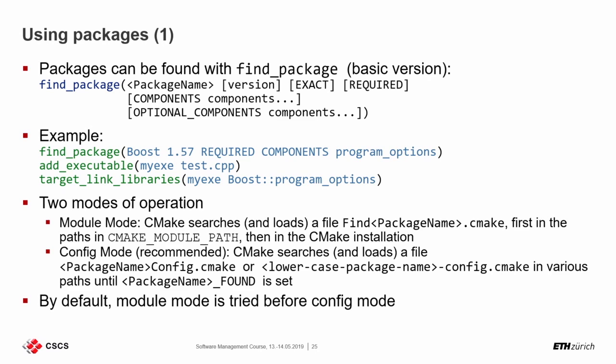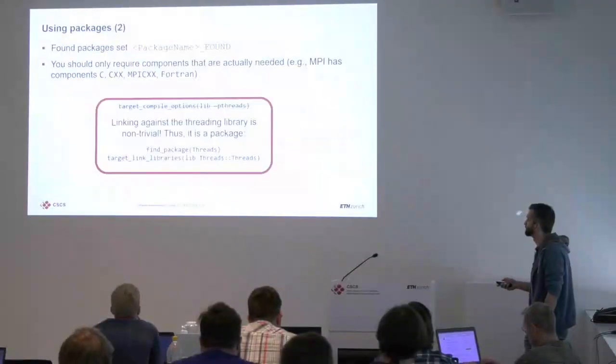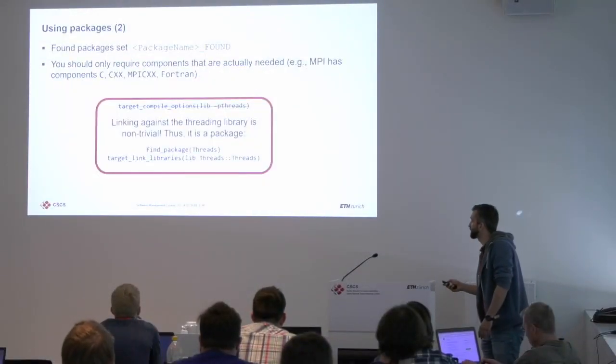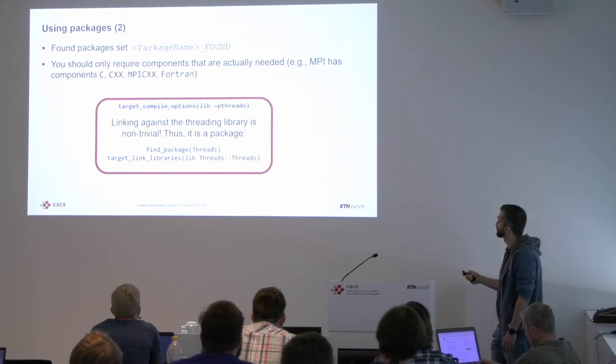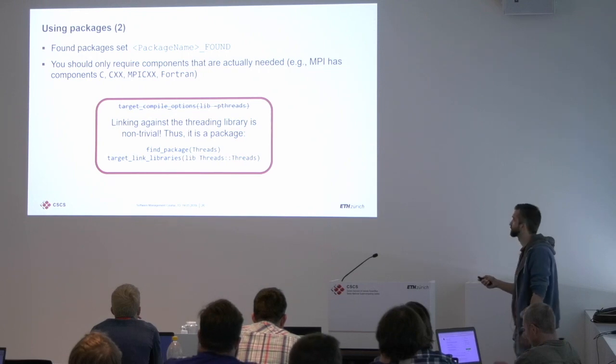Is the difference clear? So basically, what we do in module mode is that CMake tries to find the library. And here in config mode, you as the library developer say, hey, here's my library. And we have some exercises in sessions 2 and 3 about how to do this. Now, after find_package is called, you get a variable with the package name and _FOUND, so you can check if this succeeded or not.